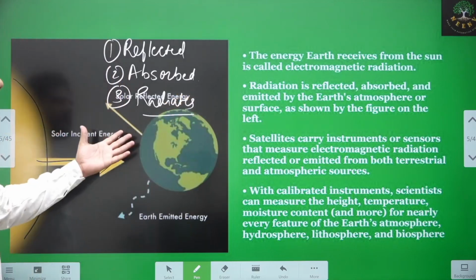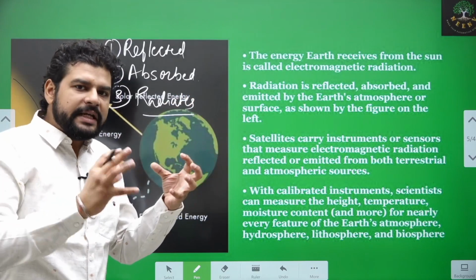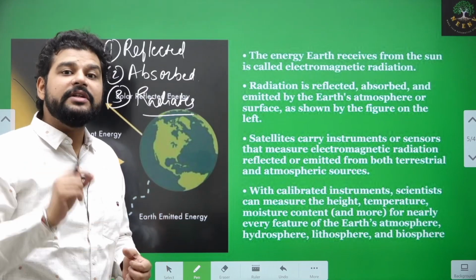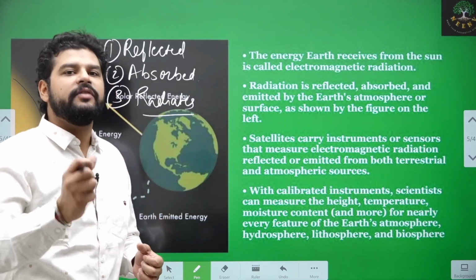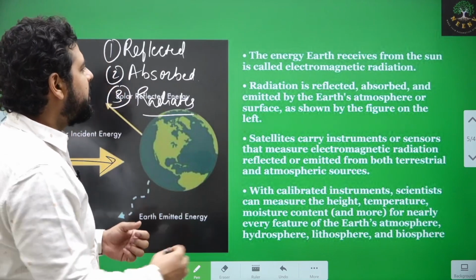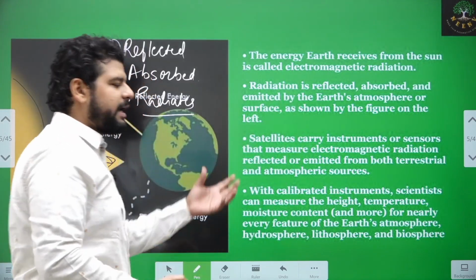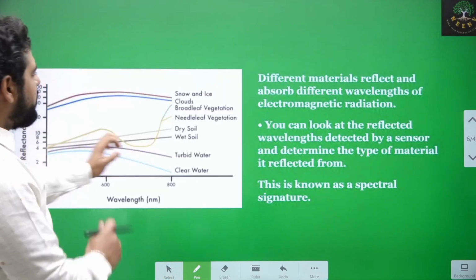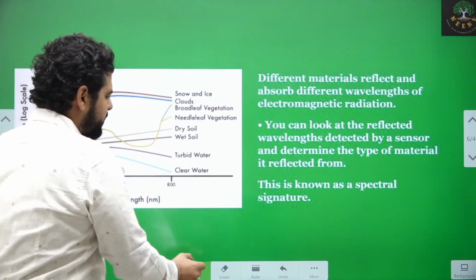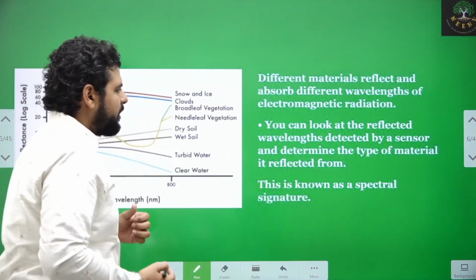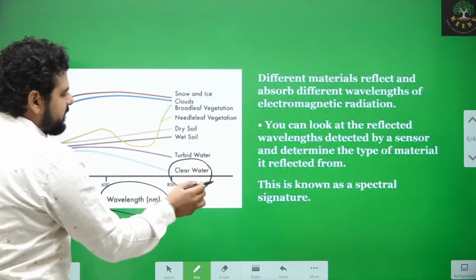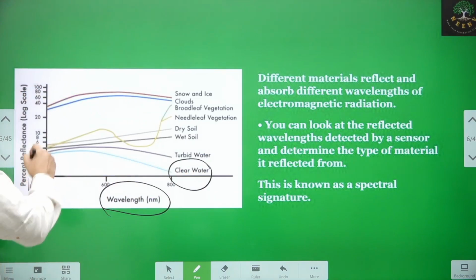The satellite will now try to read these energies, and then it will try to identify which material is emitting which wavelength of radiation. You can read this for your reference. I have explained this thing only right now. If we see the different wavelengths, different wavelengths are given by different things and they have different reflection.